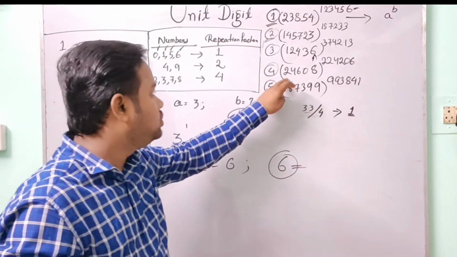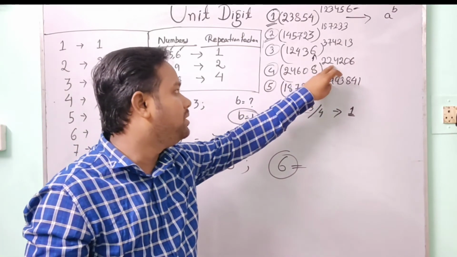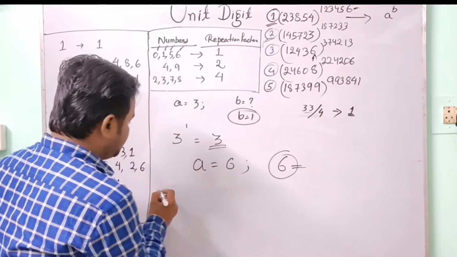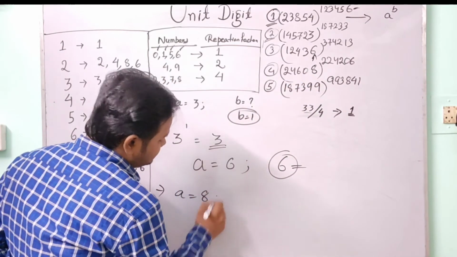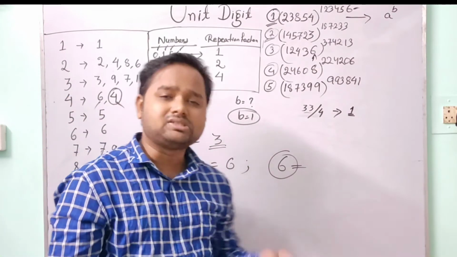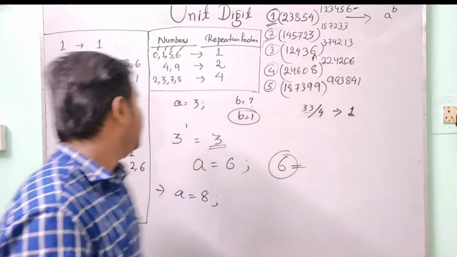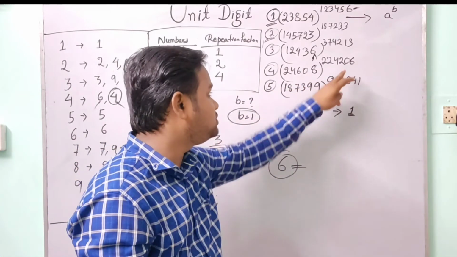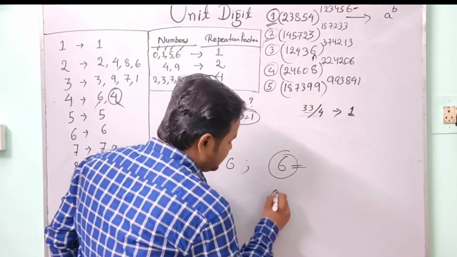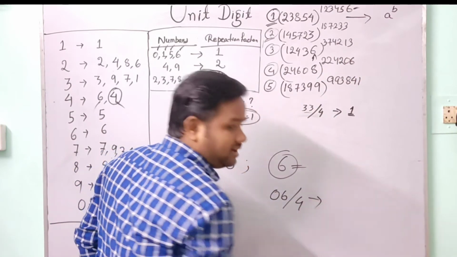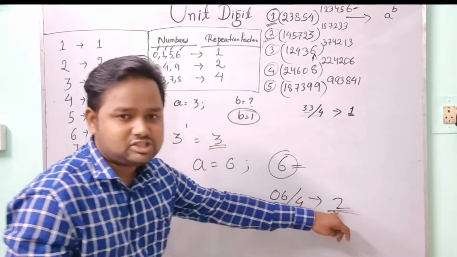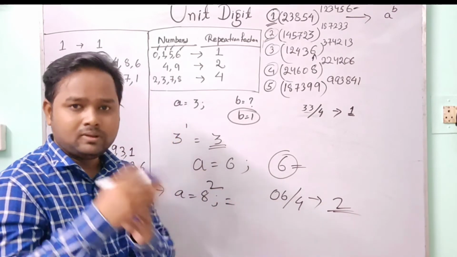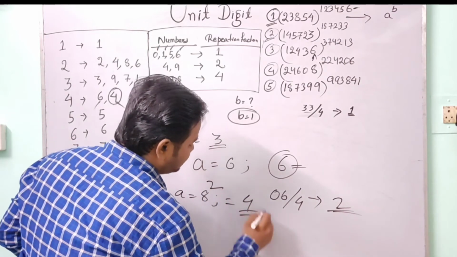The next question is 24608 to the power of 224206. Now here the unit digit is 8, so a is equal to 8. For finding b, we check the repetition factor of a. The repetition factor of 8 is equal to 4. So first we divide the last two digits, 06, by 4. 6 divided by 4, the remainder will be 2. Since the remainder is 2, we have to find 8 power 2, which is 64. That means 4 will be the answer.